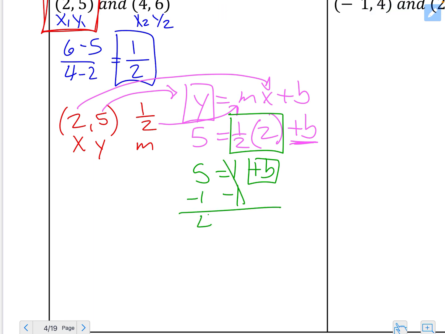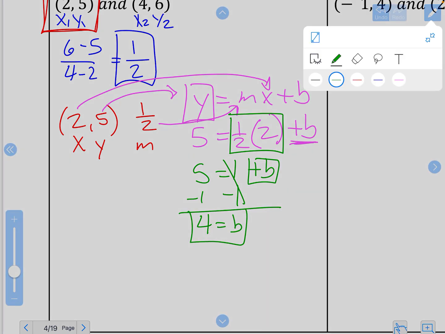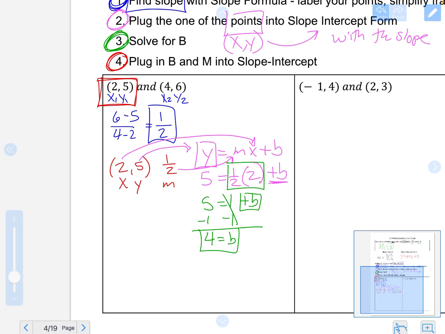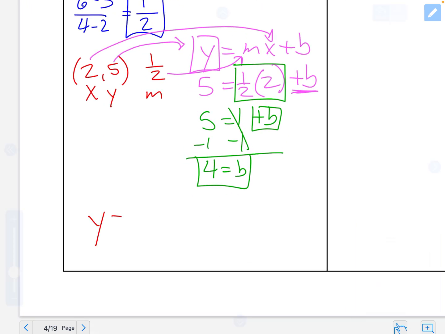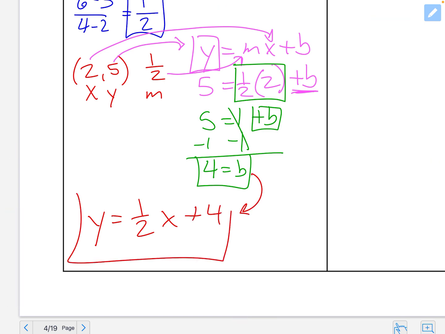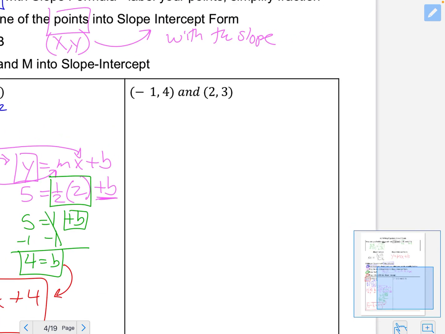And then 5 minus 1 is 4. And so our b is 4. So now what I'm going to do is take my slope, which is 1/2. So y equals 1/2 x, and I'm going to take my new y-intercept, which is plus 4. And so that's how we solve these equations and write a whole equation and find our y-intercept.